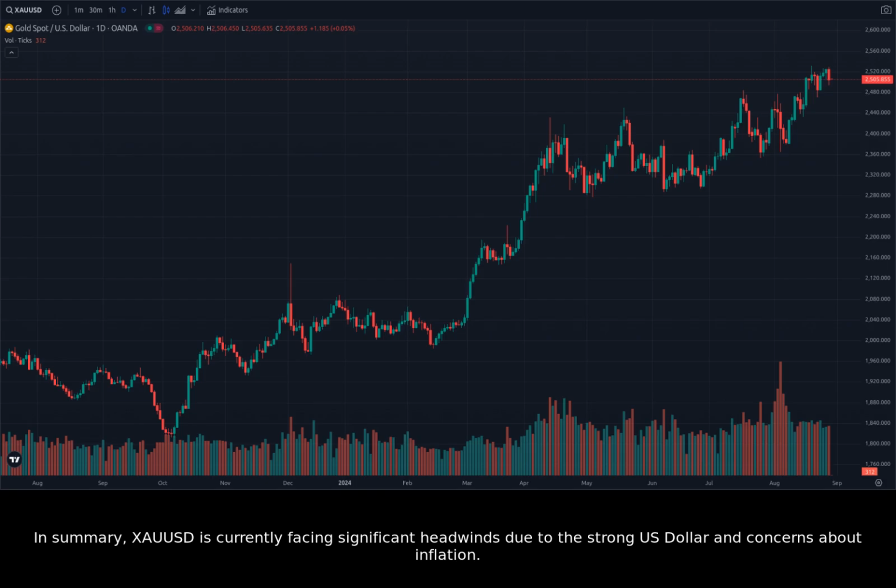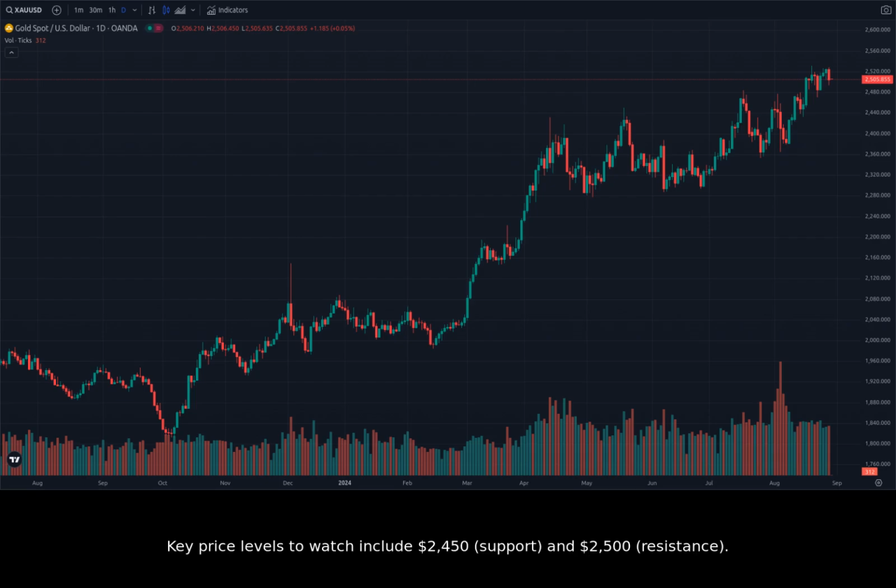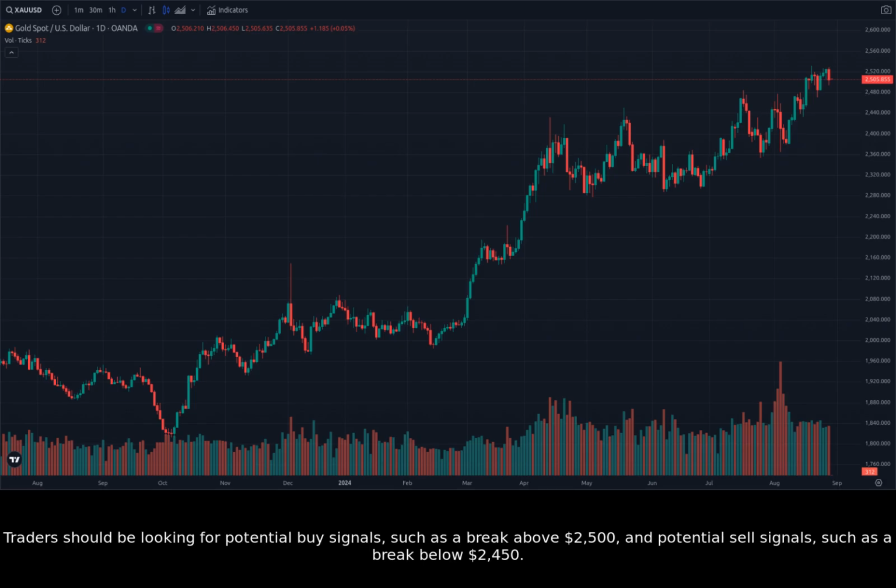In summary, XAUUSD is currently facing significant headwinds due to the strong US dollar and concerns about inflation. The recent break below $2,500 suggests that the market is favoring the bears, but the long-term bullish trend for gold remains in play. Key price levels to watch include $2,450 support and $2,500 resistance. Traders should be looking for potential buy signals, such as a break above $2,500, and potential sell signals, such as a break below $2,450.